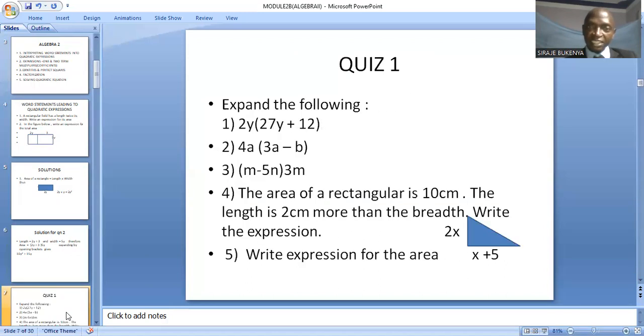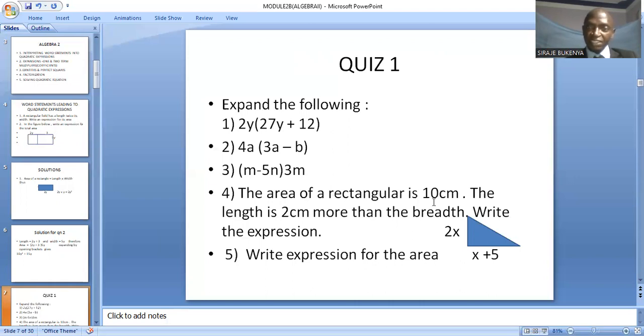So you can use that idea to do a quiz. If somebody says, expand the following, 2y in brackets 7y plus 12. That means you're going to open brackets and multiply this in the brackets. 4a into 3a minus b, do the same thing, open brackets. m minus 5n, multiply it by 3m. You can pause this video and try that.